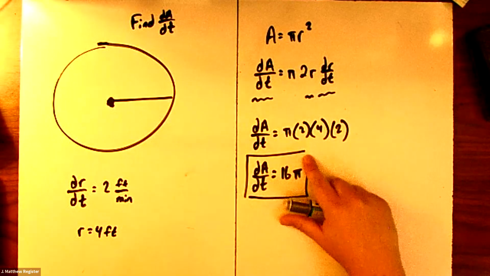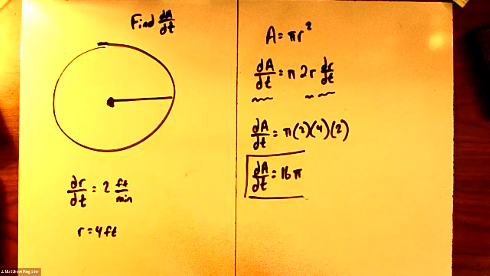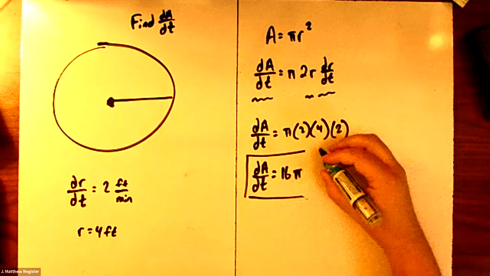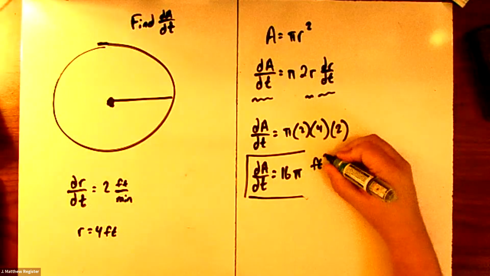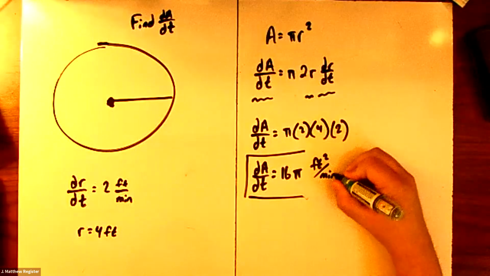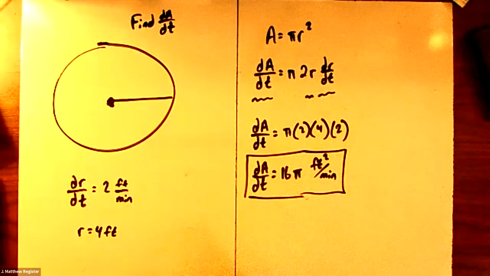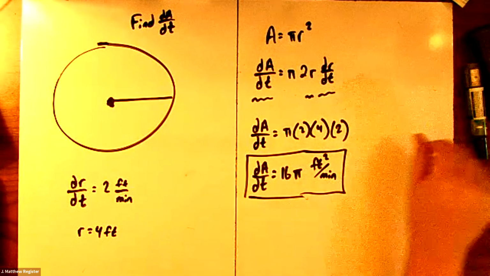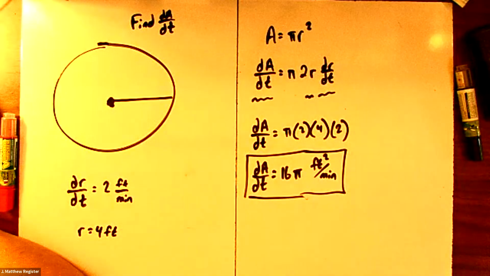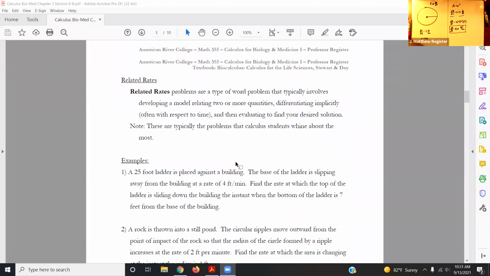And if we wanted the units, we're talking about rate of change of area. And so this would be feet squared per minute. Because again, it's molasses, and so it's going extremely slow. And so that's the idea with related rates.